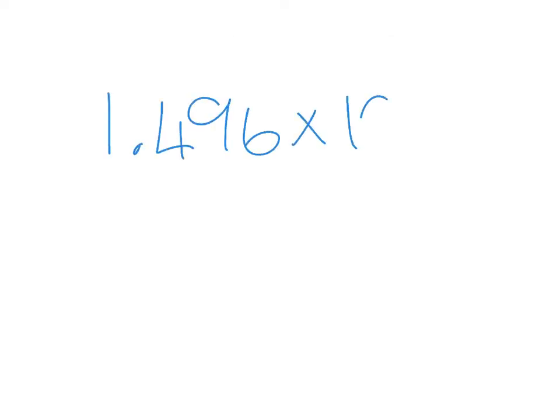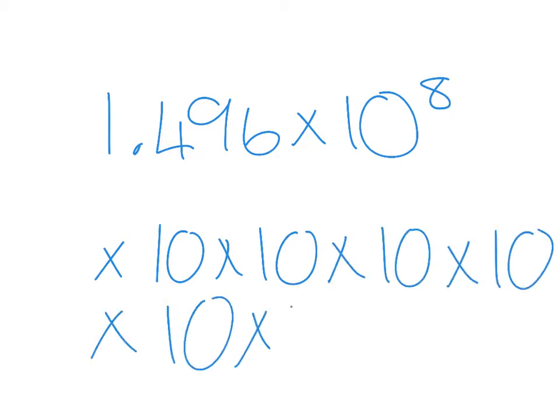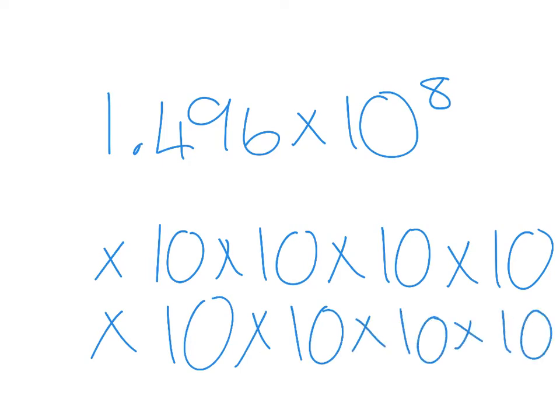So if I give you 1.496 times 10 to the power 8. Now, times 10 to the power 8 really means you're doing times 10, times 10, times 10, times 10, 8 times over, right? Because that's a short way of writing it. If you times something by itself 8 times, you write it as a power 8. And we know that times by 10 is quite often adding zeros. But in terms of this, it's moving the decimal point a number of places.